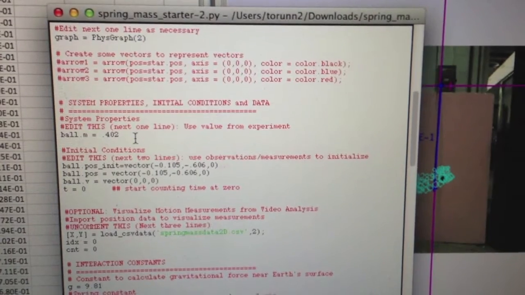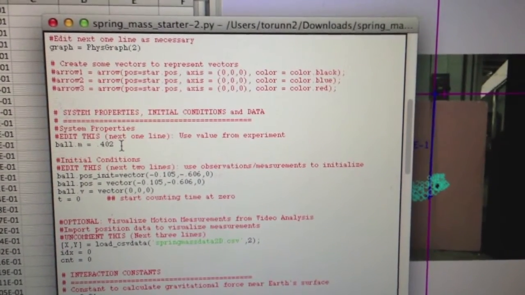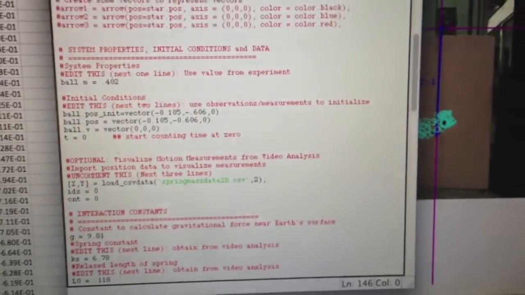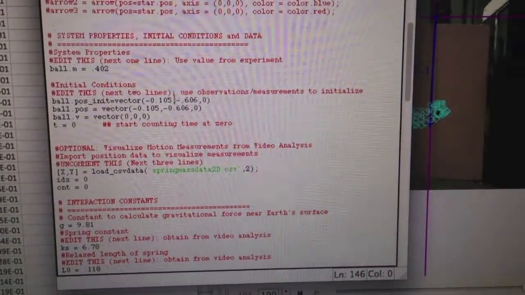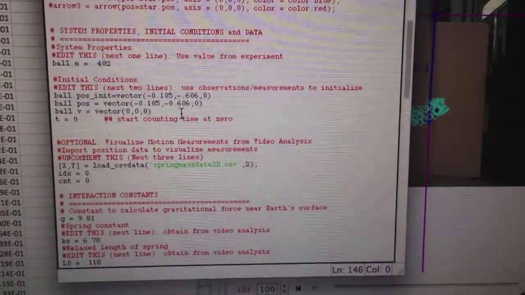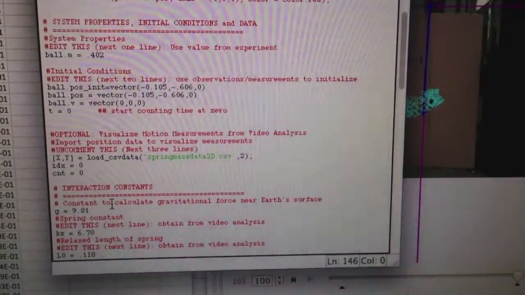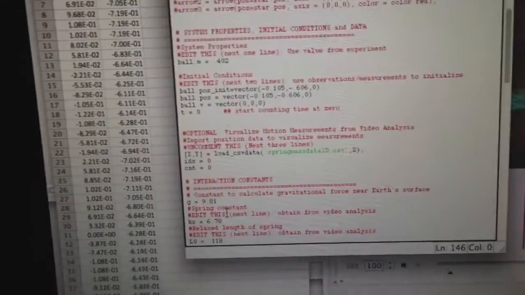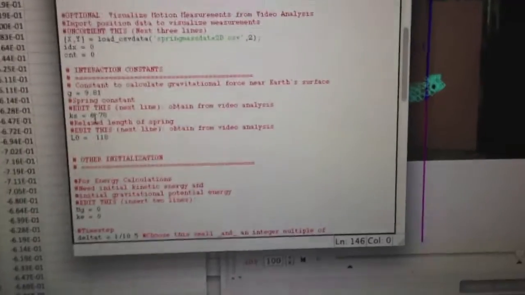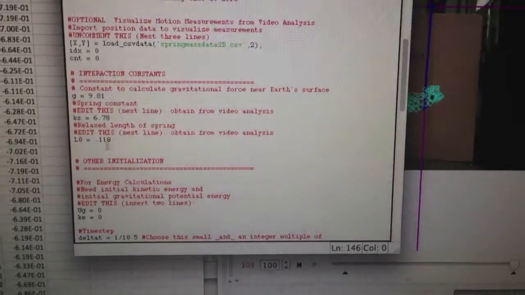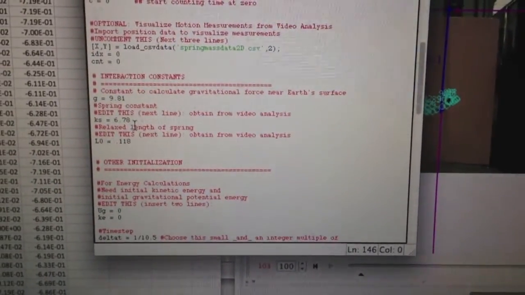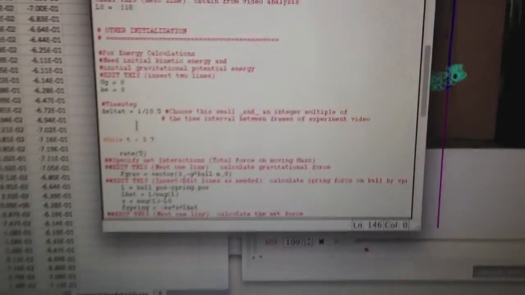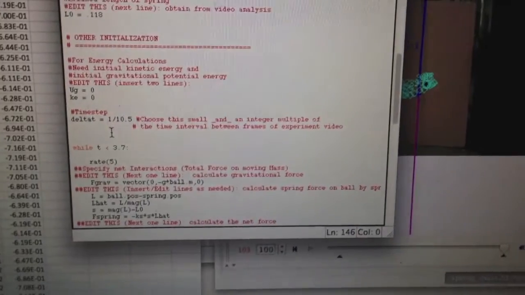So the first thing I did was set my ball mass to 0.402, and I set my initial position to the very first values that I got in my tracker data, which was negative 0.105 and negative 0.606. Right here, the spring mass data 2D, that's all my data points in Excel, so it's going to take into account those. My relaxed length of the spring is 0.118, and my spring constant is 6.78, and I found those using Hooke's law. So my delta T was 1 over 10.5, as they had stated in the video.